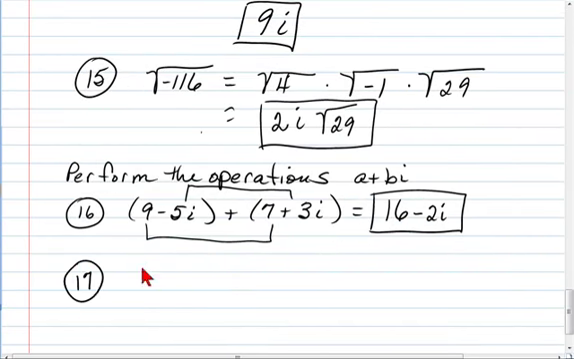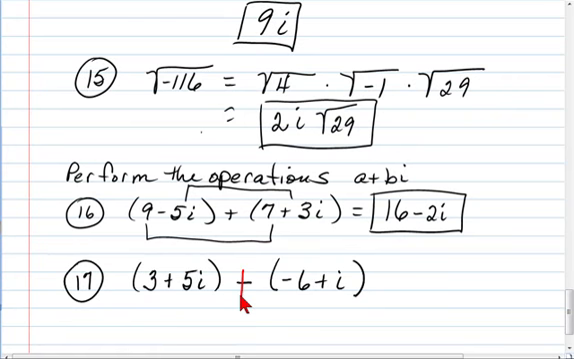Number 17. I have 3 plus 5i minus -6 plus i. Well, because this is subtraction, I'm going to change to addition, and I'm going to change the sign on that term and the sign on that term. Always do that with subtraction. So I have a +3 and a +6 for 9. I have 5i and -i for 4i.